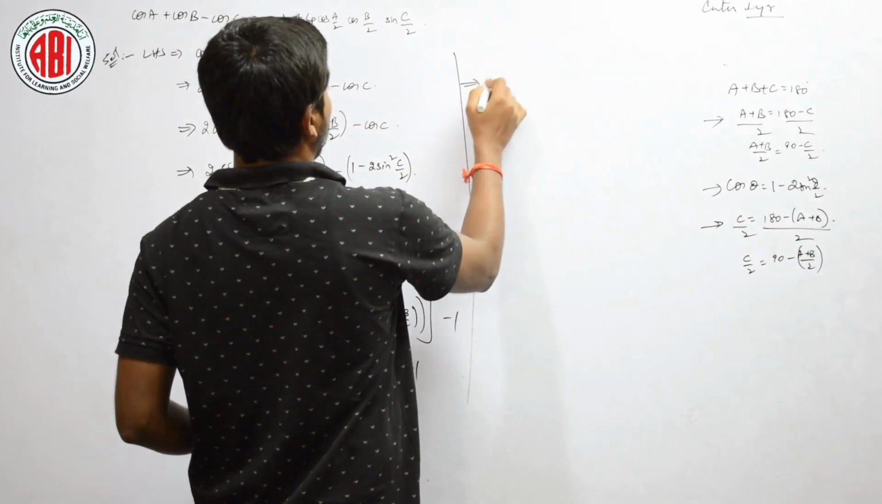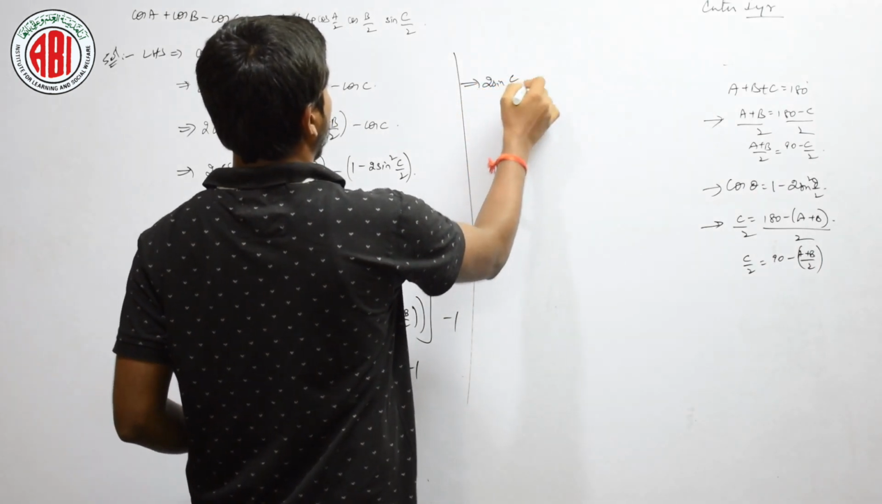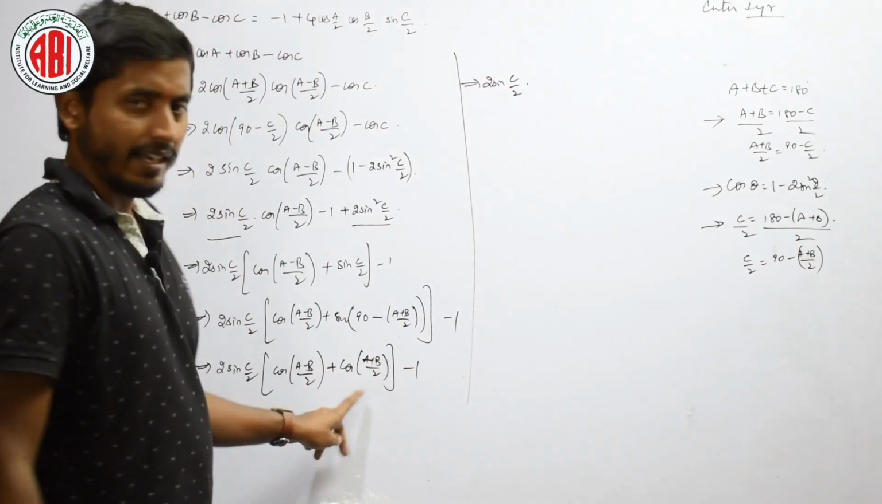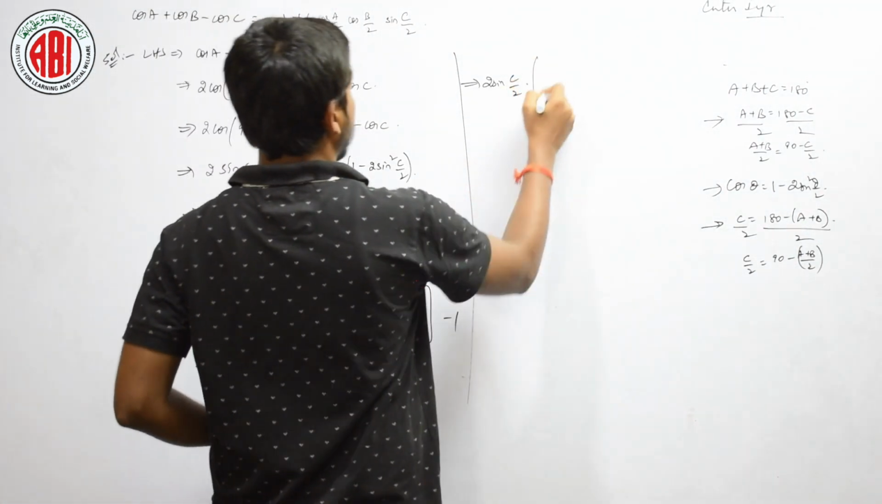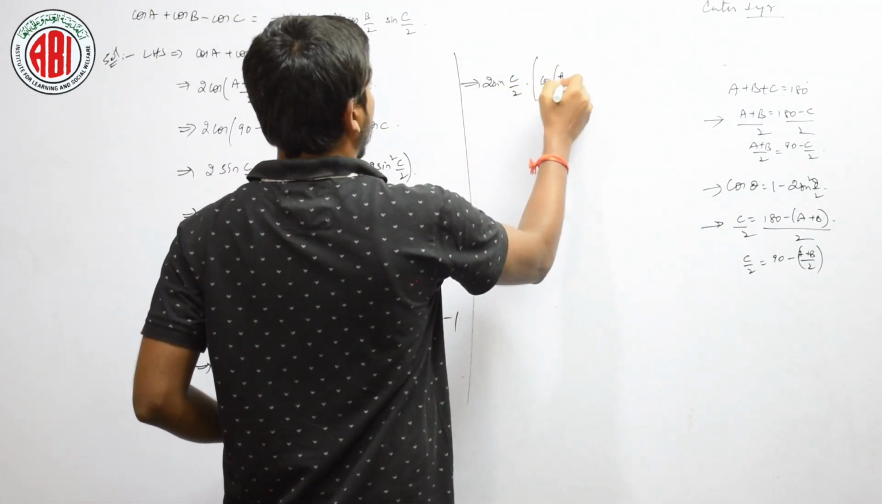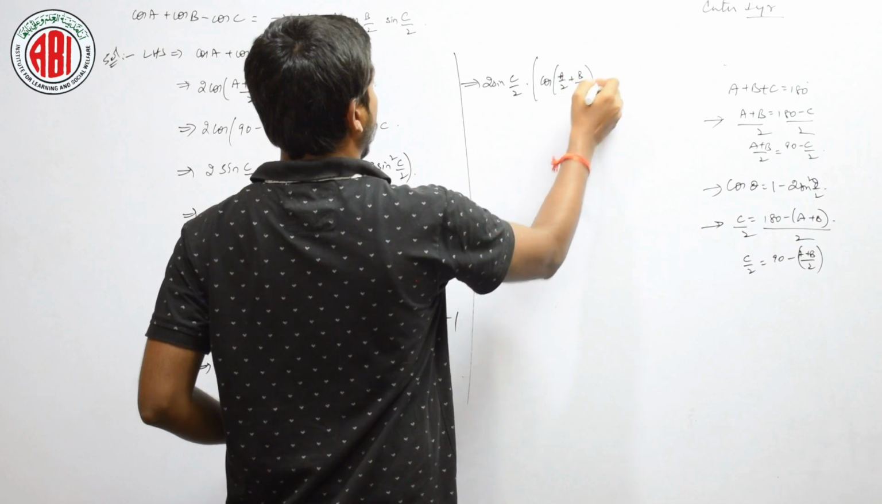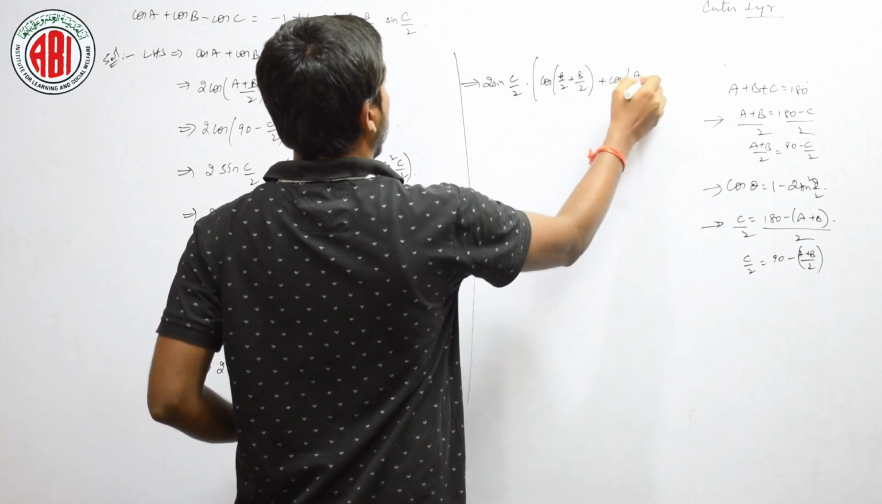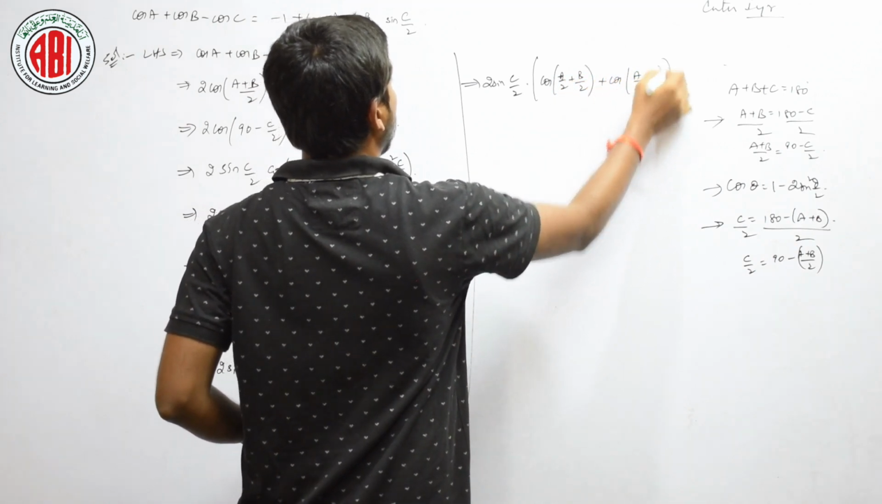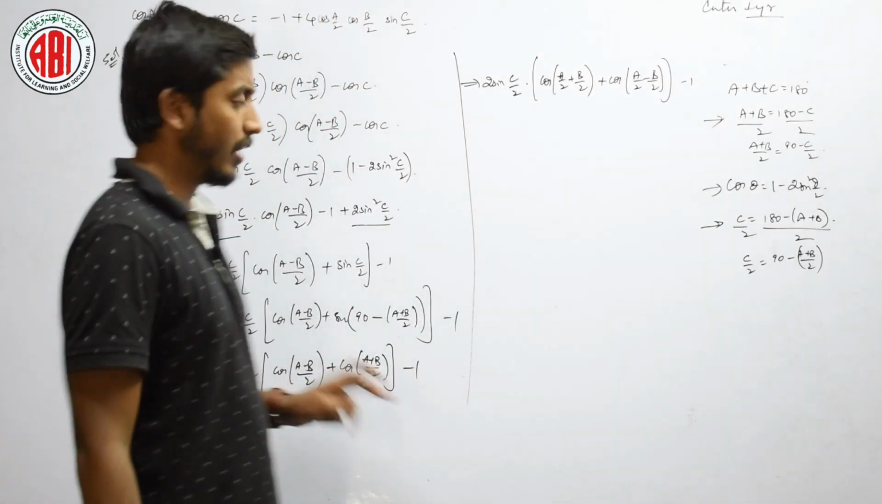That will become 2 sin C by 2 into, let us write it separately. First of all, let us write it as cos of (A by 2 plus B by 2) plus cos of (A by 2 minus B by 2) minus 1.